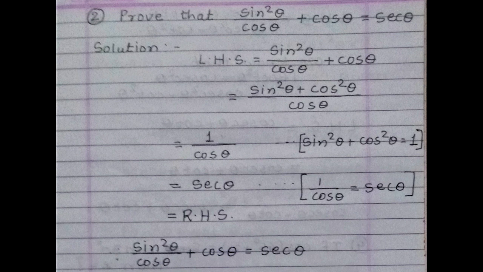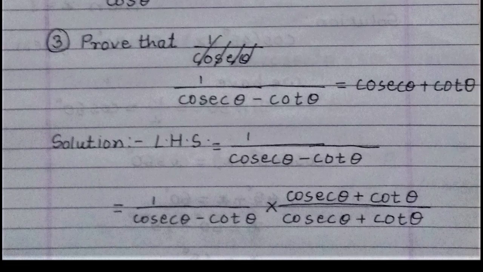So LHS is nothing but equal to RHS. So final answer, sine square theta upon cos theta plus cos theta is equal to sec theta. Third question. Again prove that 1 upon cosec theta minus cot theta is equal to cosec theta plus cot theta. Solution.